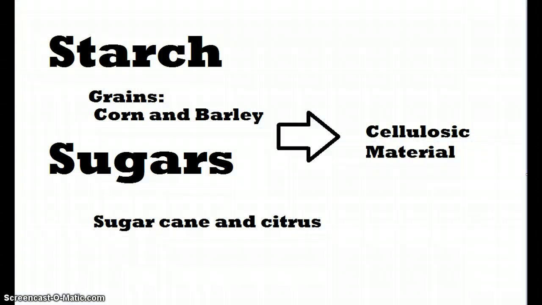Ethanol can be made from agricultural material that either contains starch. These are products like grains, like corn and barley, or it can be made from sugar. These are products like sugarcane and citrus. In general, ethanol can be made from cellulosic materials.